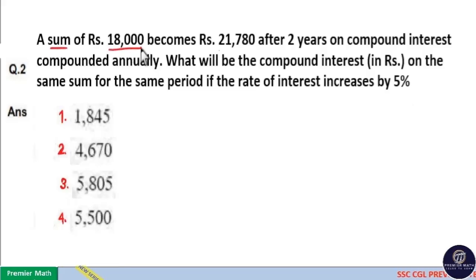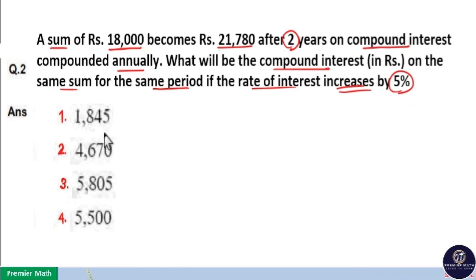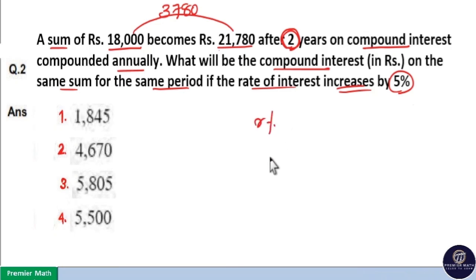A sum of rupees 18,000 becomes 21,780 after 2 years on compound interest compounded annually. What will be the compound interest on the same sum for the same period if the rate of interest increases by 5%? Here you can do it in 2 methods. If you look, the options are varying. So first I will calculate it roughly. That is, take the difference. Difference is 18 plus 3 is 21. So 3,780 is the compound interest generated at the end of 2 years at our percentage rate.